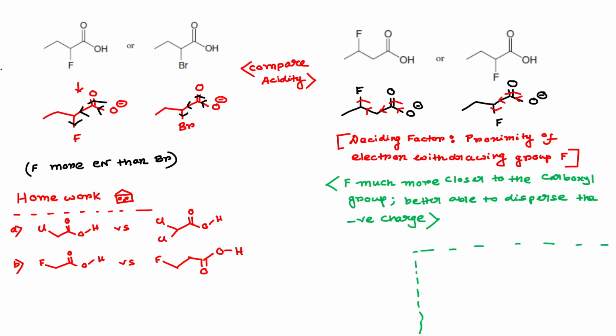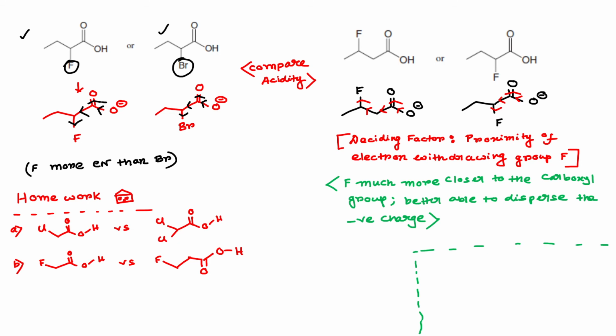Now here I am giving you some examples. So you can see this is one compound and this is one compound. Now you have to decide, basically these two are nothing but carboxylic acids, where one carbon atom which is just adjacent to this carbonyl group, one hydrogen atom is substituted with a fluorine atom, and in this case one hydrogen atom is substituted with a bromine atom. Now you have to decide which one will be more acidic in nature. You have to compare the acidity.